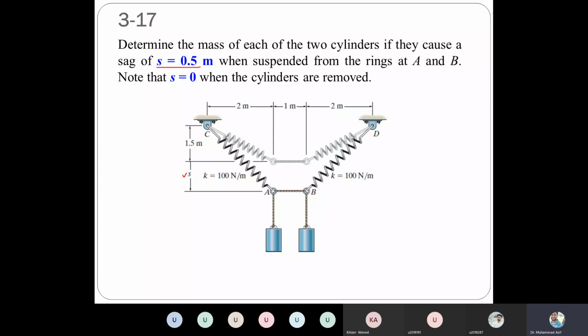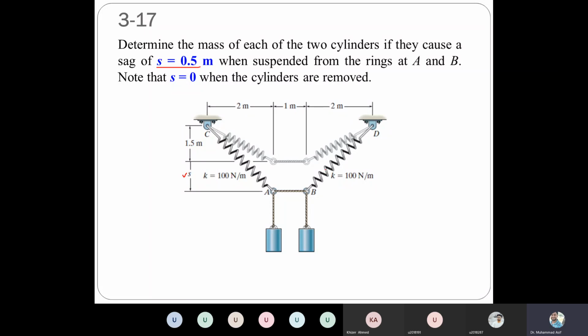Basically, initially you can see this was the arrangement, that these were the two rings, right? When there was no cylinder, then S was equal to 0. Initially the spring was at this position. This was the initial position of the ring. But when you connected these two cylinders, there was a stretch in the spring. So this is the new location. In this example, what you need to calculate is the mass of each of the cylinders, based on the given data.